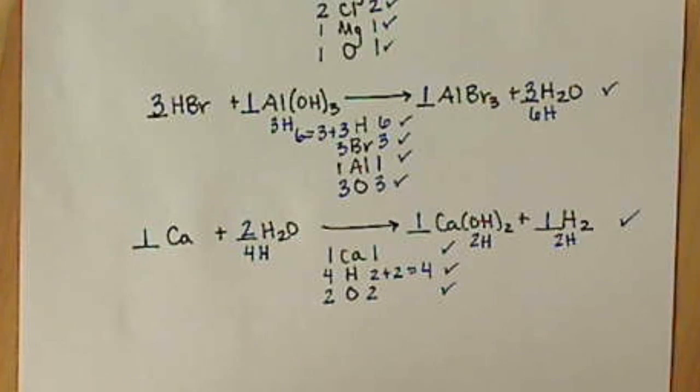So you really want to get these balancing down to taking less than 60 seconds to balance a chemical equation. If you can't balance a chemical equation in less than that time, it's going to take you too long to do the exam. So practice.